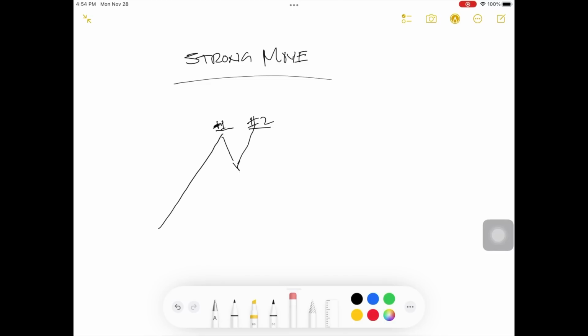So your entry needs to be off of the bounce, or maybe around here, understanding there's going to be a retest of this upper level. So the entry would be here, and you're looking to play this move back up to this target, and then you will exit here.